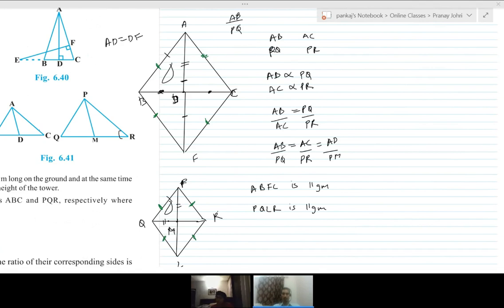Now, what can we do? So now by SAS, both triangles are congruent. So that means BC is equal to BC and QR is equal to QR. So triangle BCF is congruent to triangle ABC, and triangle PQR is congruent to QLR.